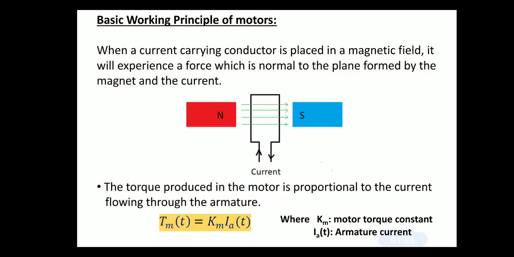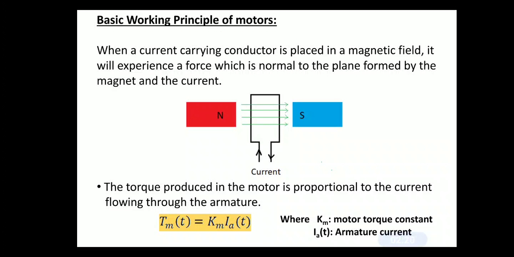DC motors work based on Faraday's laws of electromagnetic induction. That is, when a current carrying conductor is placed in a magnetic field, it will experience a force which is normal to the plane formed by the magnet and the current. Here you can see a magnetic field established from, say, left to right, and there is a current carrying conductor which is capable of moving or rotating with the axis of rotation normal to the direction of magnetic flux.